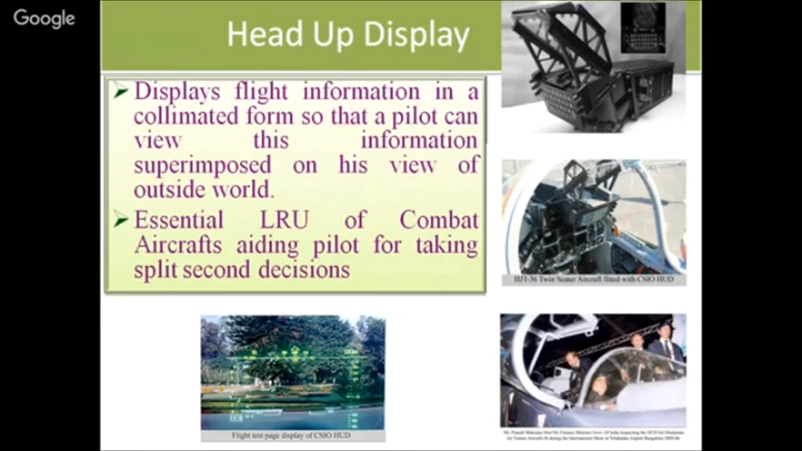So HUD is basically something which displays flight information in a collimated form, so that the pilot can view this information superimposed on his view of the outside world. Now here collimation is important. Collimation is nothing but to make beams parallel. Or in simple terms, collimation is to focus an image at infinity. Now what is the benefit of it?